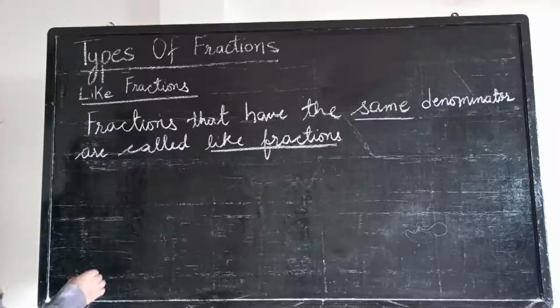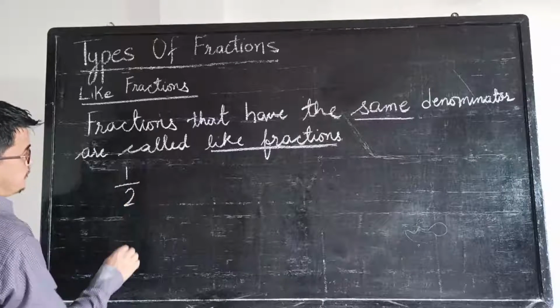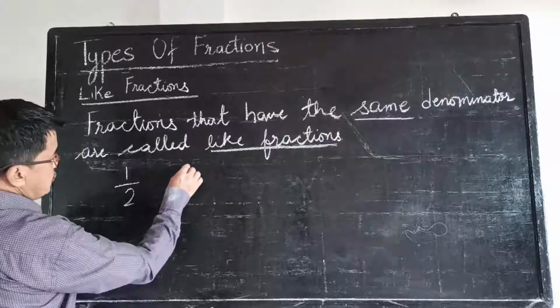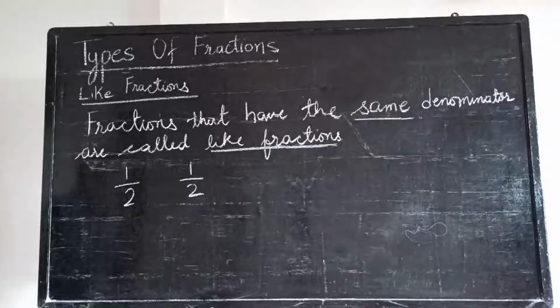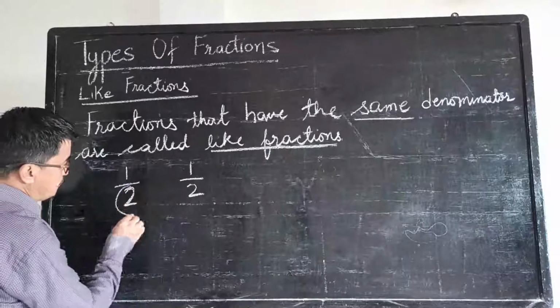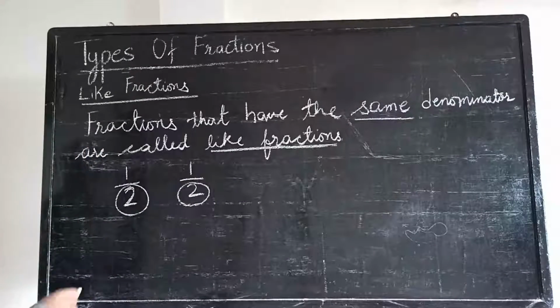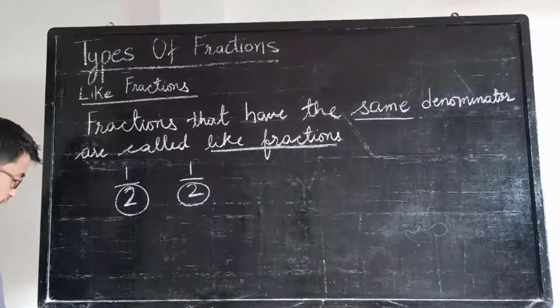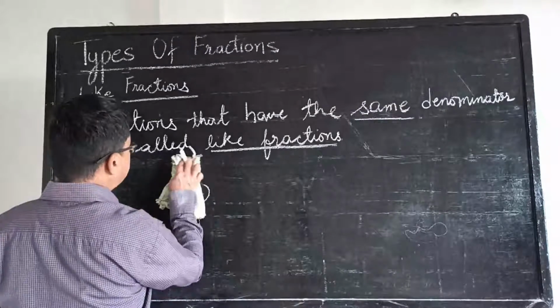Now, supposing 1 upon 2, and again here also 1 upon 2. Which is the denominator? This is the number below, that is 2. This is the denominator. Fractions that have got the same denominator are called like fractions. Now we will take an example here.